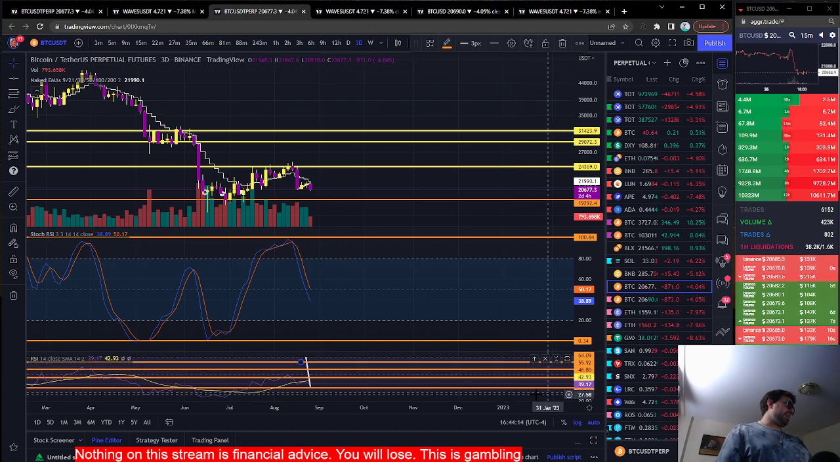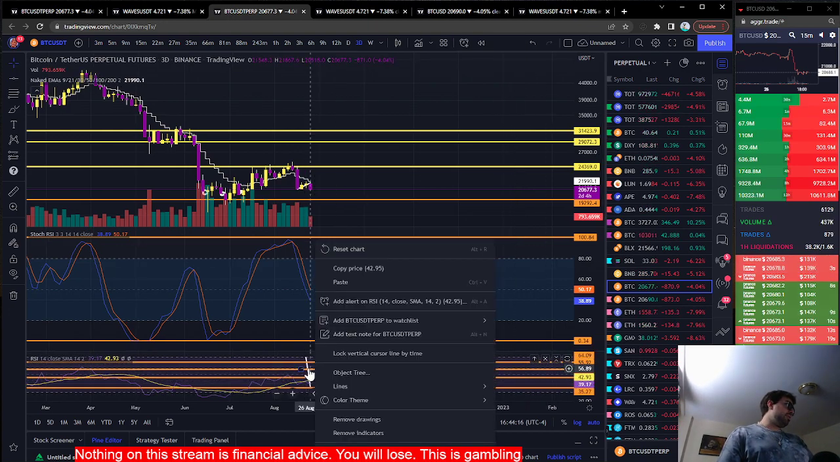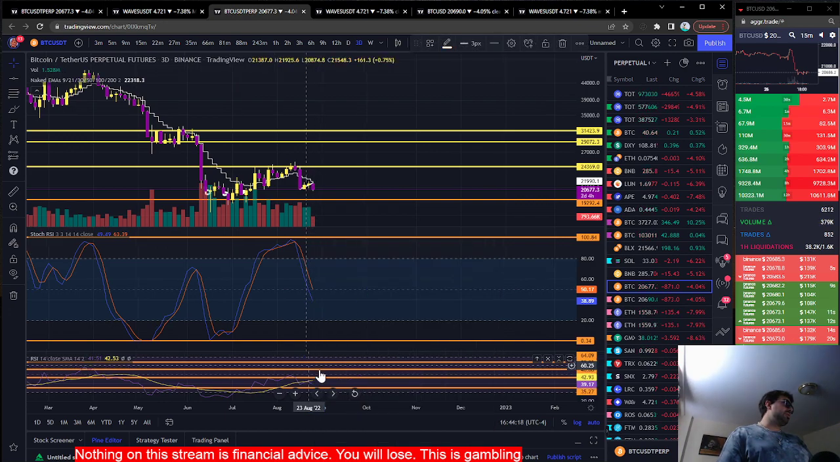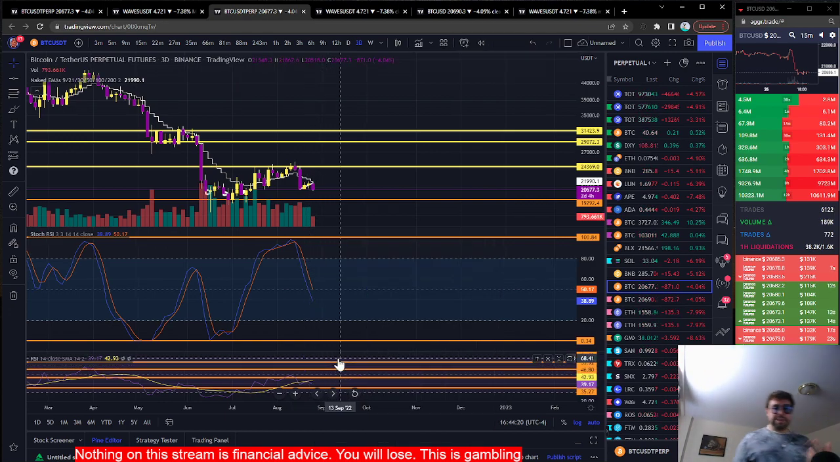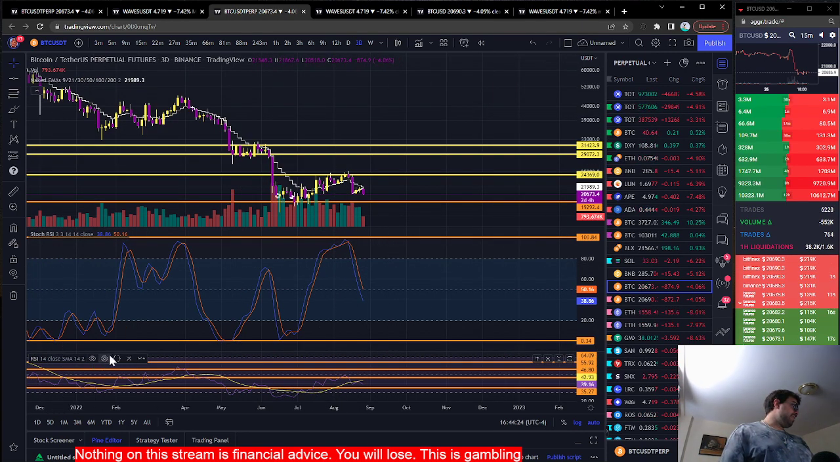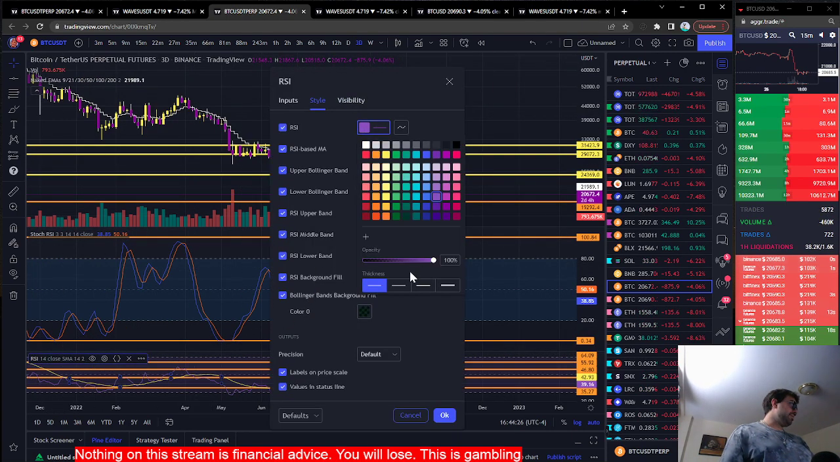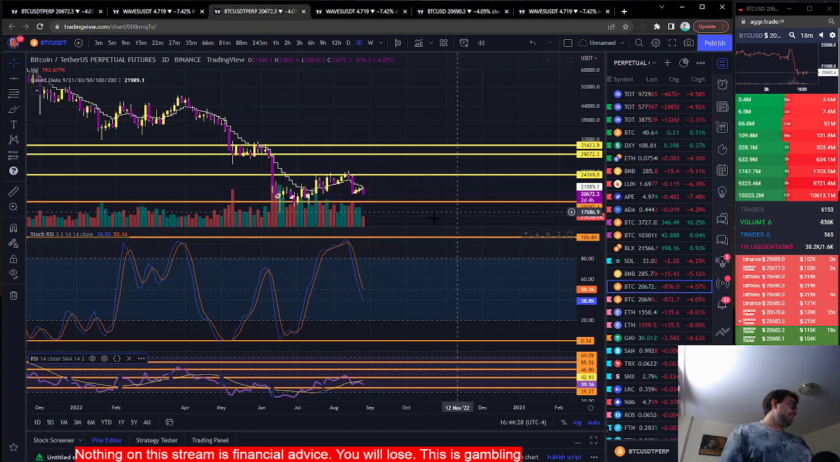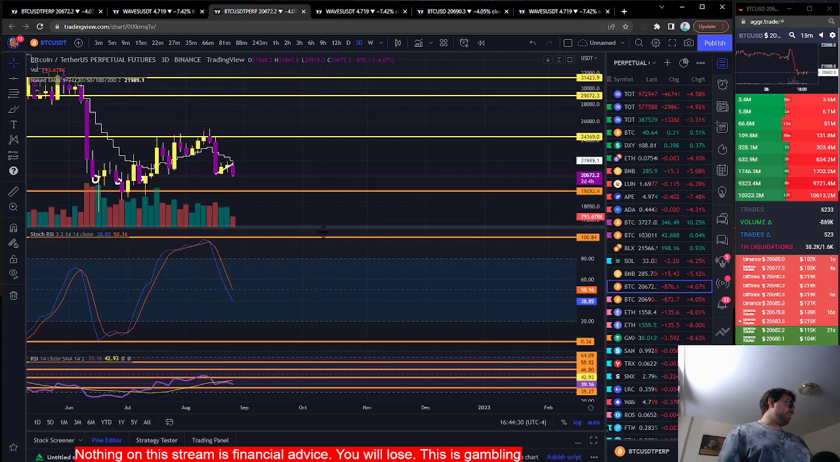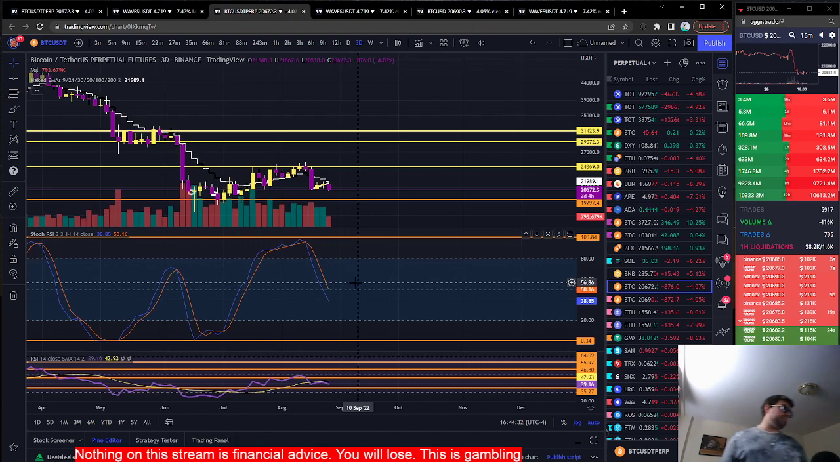The stochastic RSI kind of gives that ability to tell us how much more juice the RSI has, and what kind of bearish divergences you can get from that indicator. Let me just fix this up here quickly. I want to make it thicker. There we go.